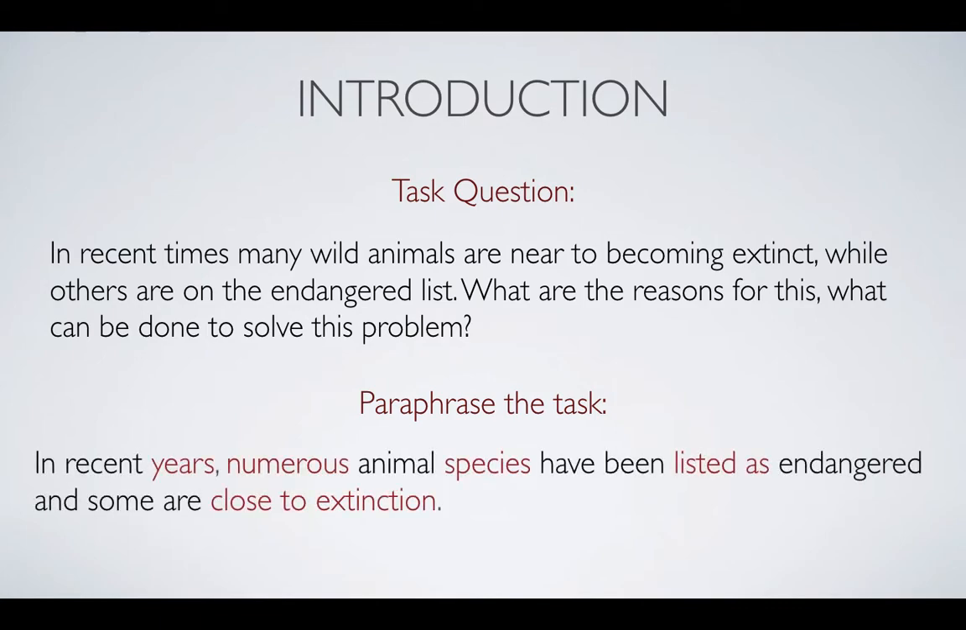And here it is. In recent years, numerous animal species have been listed as endangered. Some are close to extinction. Now, I've only just changed a few words, like the word years, recent times, recent years, numerous from many. I've added the word species, and I've changed the formation of the words here, have been listed as endangered. So in the task question, it says on the endangered list, but here I've said listed as endangered. That's fine. And some are close to extinction. So extinct and extinction is a different formation of the word.